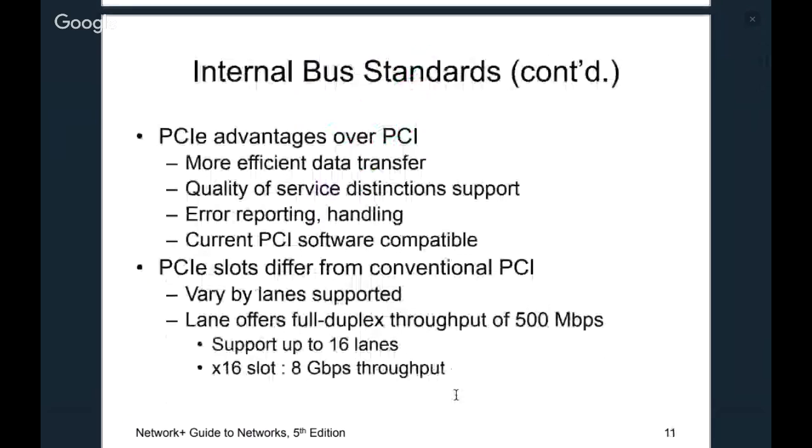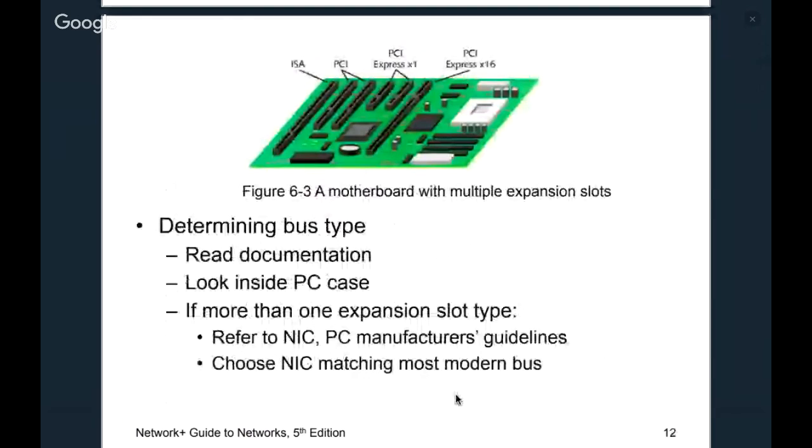PCI Express is the most common modern-day interface for NIC cards, and it does a lot of things like transfer rate control, error reporting, and error handling. When it talks about different lanes, that is determined by the bus of that motherboard: how many lanes are available and where those slots are on the motherboard. It can support up to 16 slots, 8 gigabit throughput on a PCI Express for server type PCI Express NIC cards.